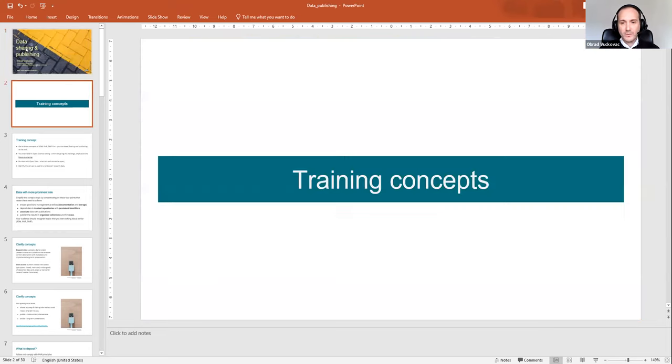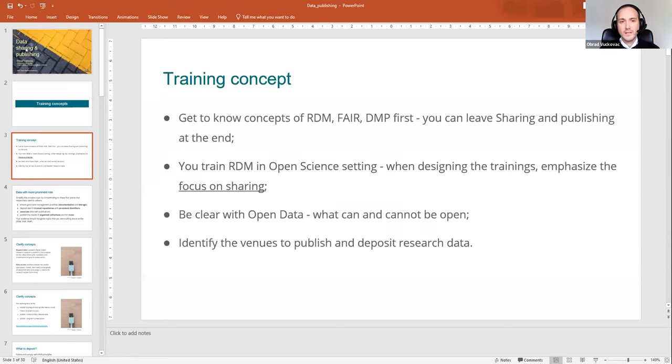So this is how training concepts could look like. It's best for your researchers to know the whole concepts of research data management, FAIR principles, and DMPs first, to explain that to them first. And after that, you can talk about sharing and publishing. Because a lot of people, when they talk about open data, which is now mandated by the funders, tend to ask, how can I publish my data? But if that data hasn't passed the process of RDM and isn't according to the FAIR principles, then publishing that data in open access would not be much good.